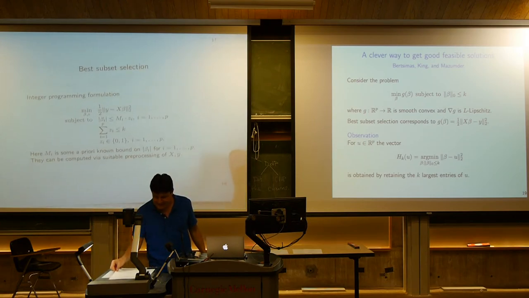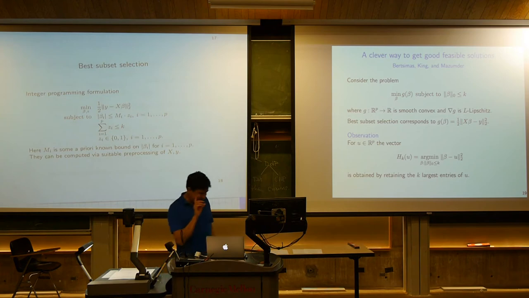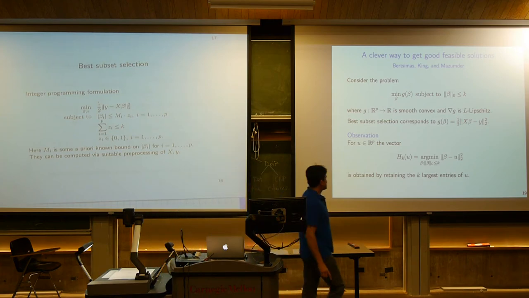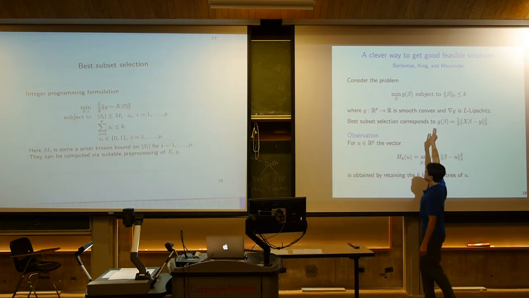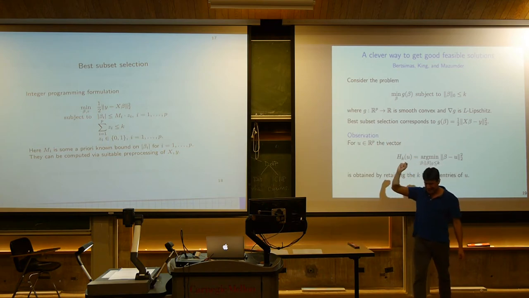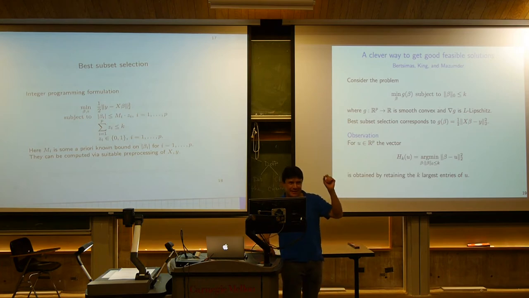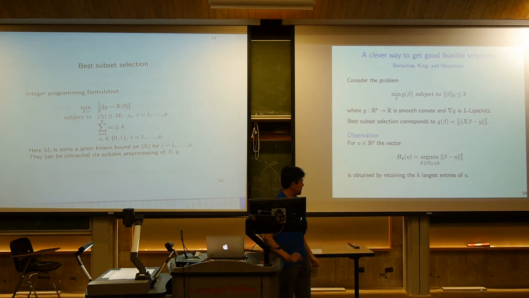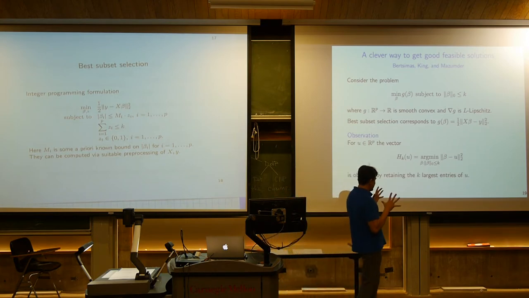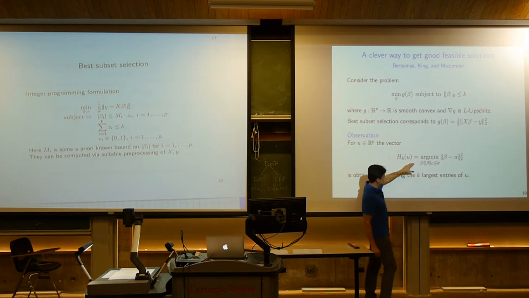So what is the idea that these guys came up with? This is incredibly clever. So suppose that I want to do that, and g is a smooth convex function, and the gradient of g is Lipschitz. What these guys proposed is some kind of first-order method for this problem. Okay, this is sort of a discrete first-order method. The key observation is this observation.